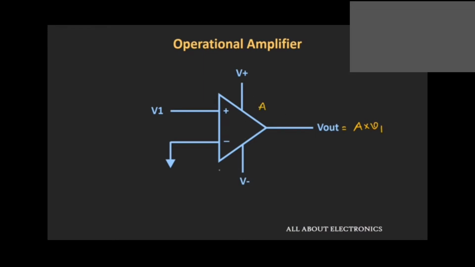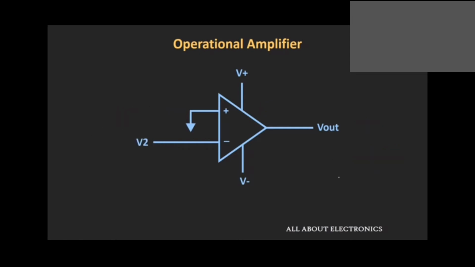The reason it is known as the open loop gain is that it is the gain of the operational amplifier when there is no feedback from the output to the input side. So if you apply a sinusoidal signal here, then at the output that sinusoidal signal gets multiplied by the factor of this gain, and you get the amplified sinusoidal signal. Here the phase of the output voltage will be the same as the input voltage.